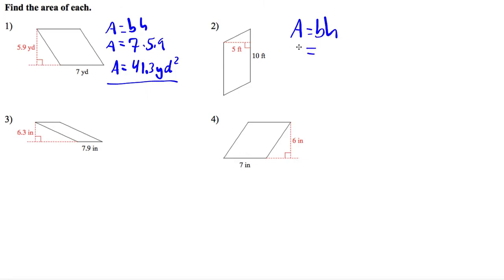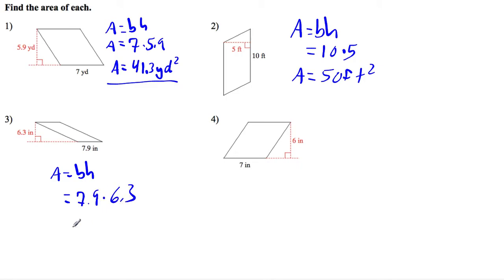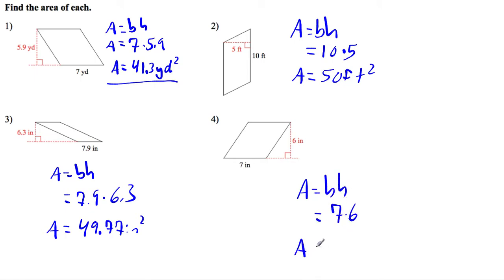Here I have base times height, so I have 10 times 5, so the area is equal to 50 feet squared. Number 3, the area is again base times height, so this is 7.9 times 6.3, so the area is going to be 49.77 inches squared. And here this is another simple one, base times height, so we get 7 times 6, so the area is equal to 42 inches squared.